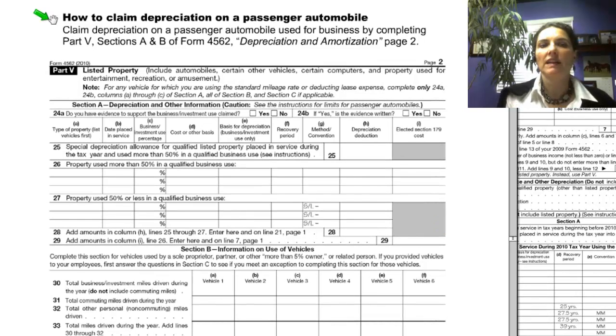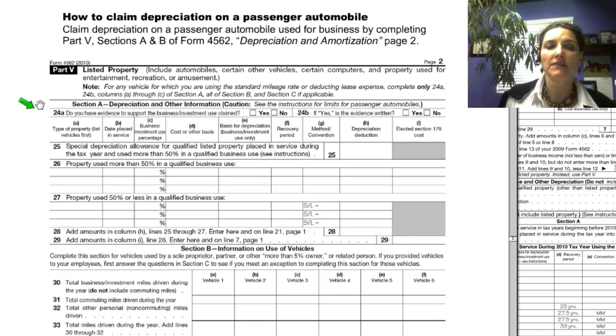So how do you go about claiming depreciation on a passenger automobile? Well, to claim depreciation on a passenger automobile used for business, you must complete Part 5, including Sections A and B of Form 4562 on page 2. So you complete Section A, and you either identify that vehicle as being property used more than 50% in a qualified business, or as a vehicle used 50% or less in a qualifying business. If it's used 50% or less, you enter it on line 27. If it's more than 50%, you enter it on line 26. So that's Section A and what has to be entered in Section A.